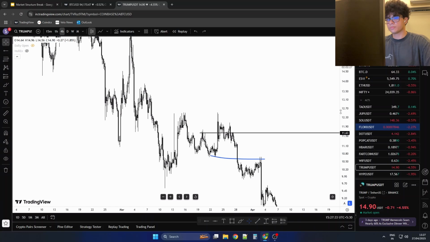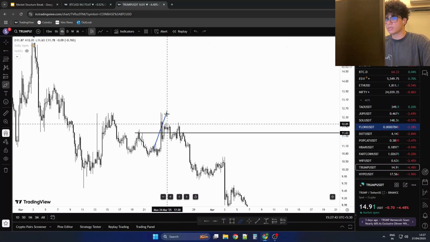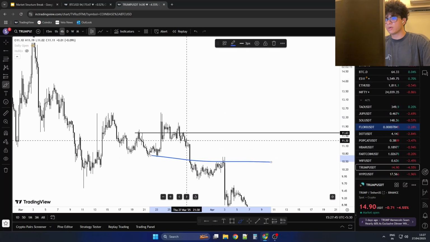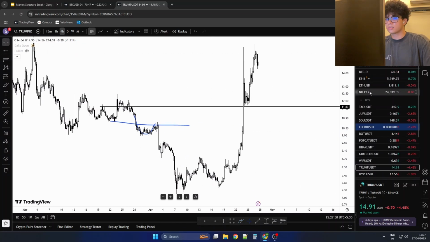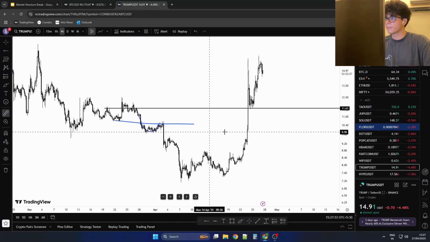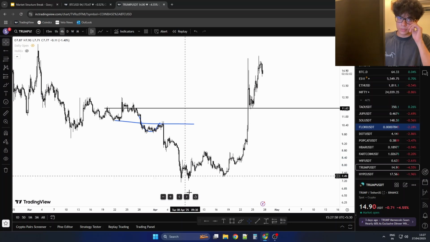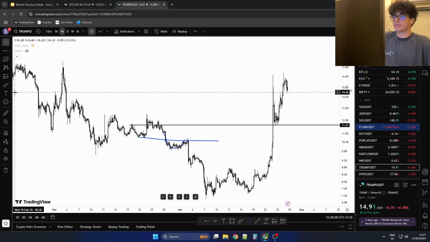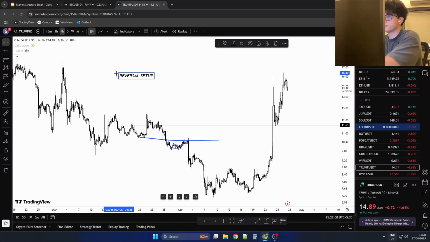So as you guys can see here, after this market structure break, this failed. Price actually went down like crazy. Once it broke these lows and retested it, I think it went down like 30% or 40%, whatever. 30%, yeah, exactly. So yeah, that is what a reversal setup is. That's setup number 3.